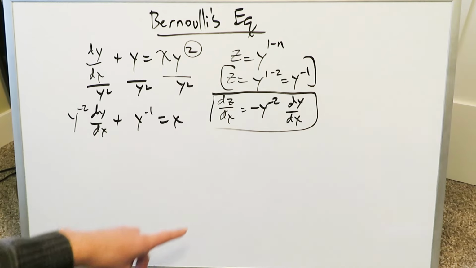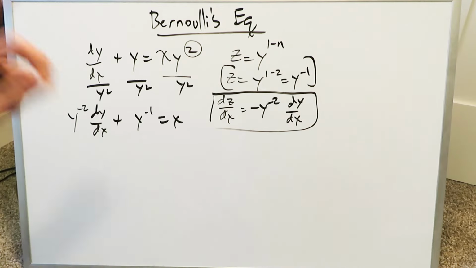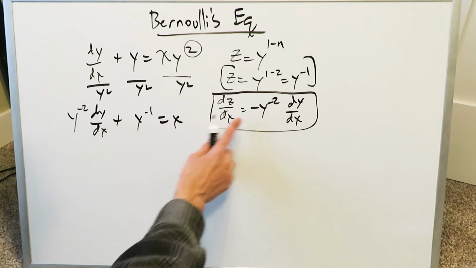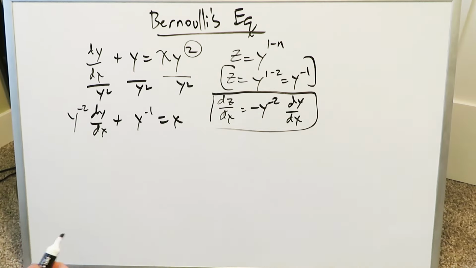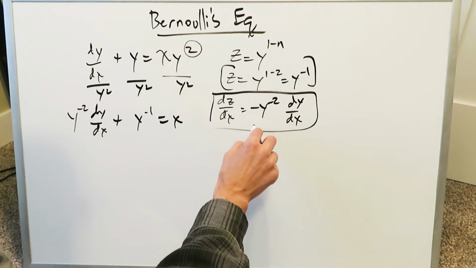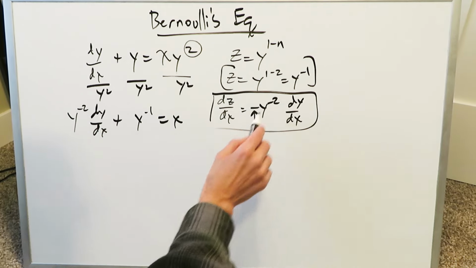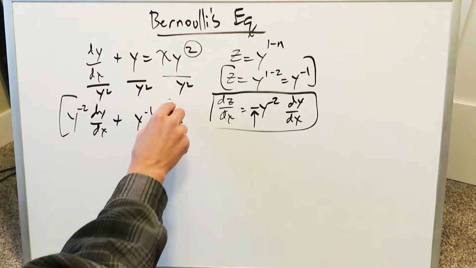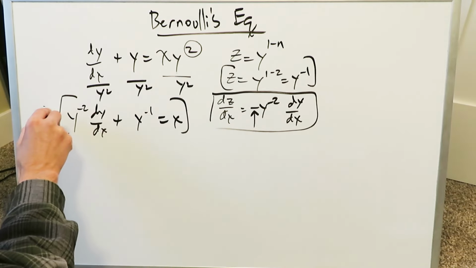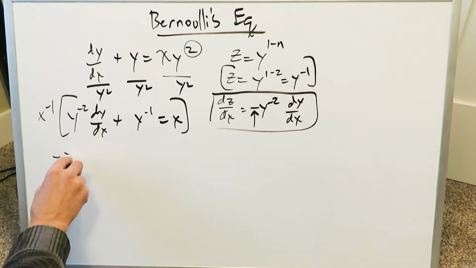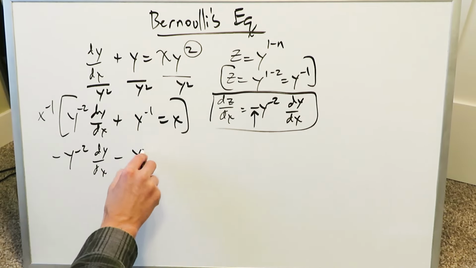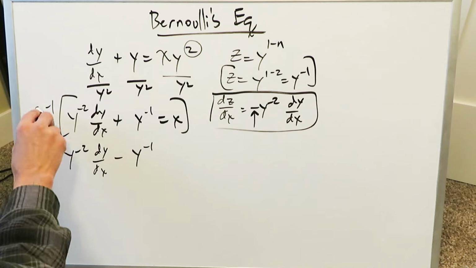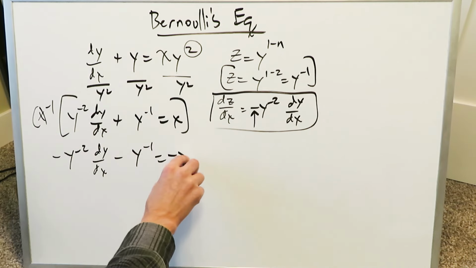This right here is perhaps the most essential part of this entire procedure. This has to come now into this right over here. But there's one thing you've got to do. When you come to this step, you have to identify the coefficient right over here. What's the coefficient? It's minus 1. Multiply everything here by minus 1, and look what happens. You'll have minus y to the minus 2 dy over dx minus y to the minus 1. Remember, we're multiplying everything here by minus 1, so that is equal to minus x.